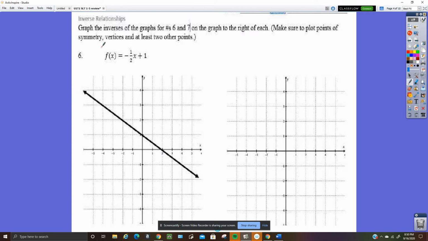All right, so here's 6 and 7. You want to take this graph right here and then graph the inverse. The easiest way to do that is to pick off points here. It says make sure to plot points of symmetry, vertices, and at least 2 other points. So here's a point I'm going to use. Here's a point I'm going to use. And I'm going to use one more, this one here.